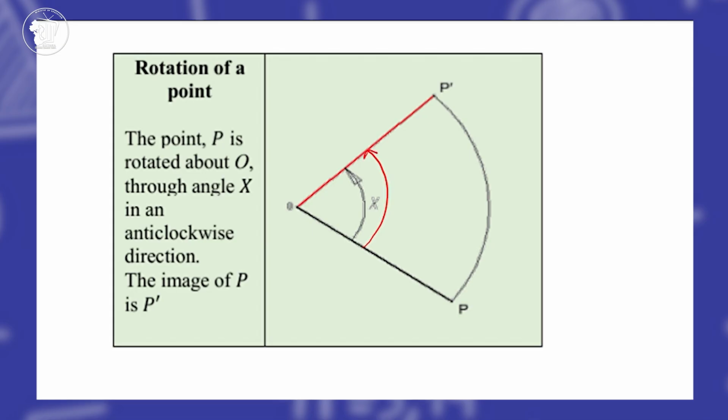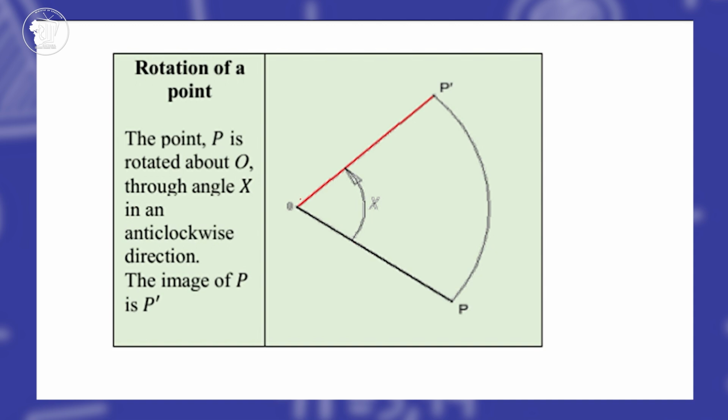Based on the amount of degrees you want, when you open your protractor, you mark off those degrees and draw this line out. And then you take your compass and you connect these two lines, and that will give you how the point rotates about the origin anti-clockwise.